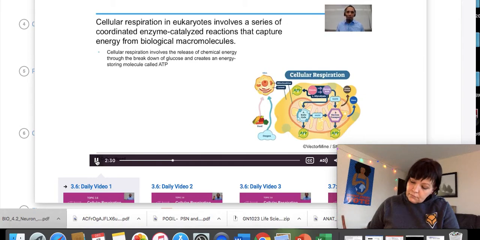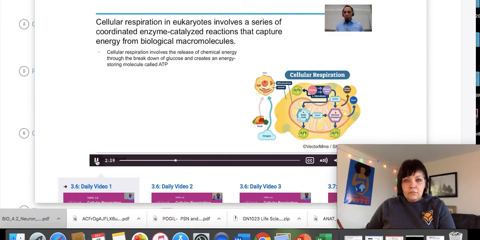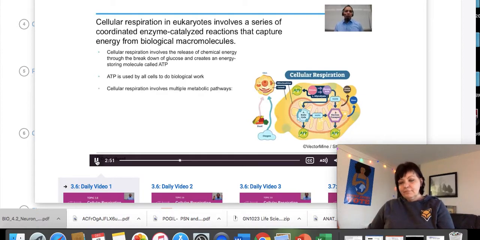Again, ATP is ultimately what we want to produce. And so what cell respiration does, it takes this chemical energy through the breakdown of glucose to create more ATP. So ATP is used by all cells to do biological work. So biological work to transport materials, for movement, for reproduction, whatever it may be, ATP is used by cells to do work. And cell respiration involves multiple metabolic pathways.